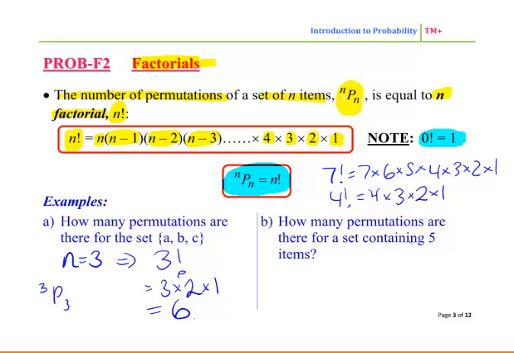Next, how many permutations are there for a set containing 5 items? Well, n is 5, and we're choosing 5 things from 5, so it's going to be 5 factorial. So 5 times 4 times 3 times 2 times 1. 5 times 4 is 20, 20 times 3 is 60, 60 times 2 is 120. So there are 120 permutations.